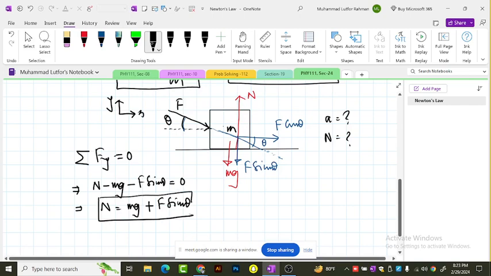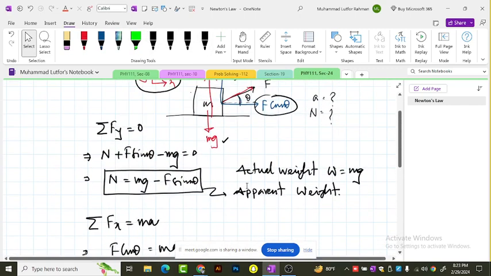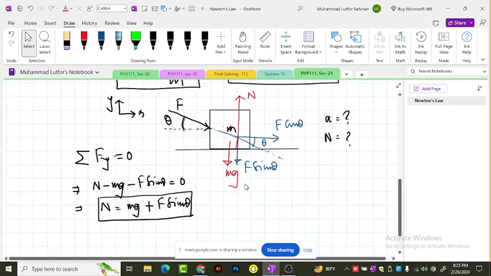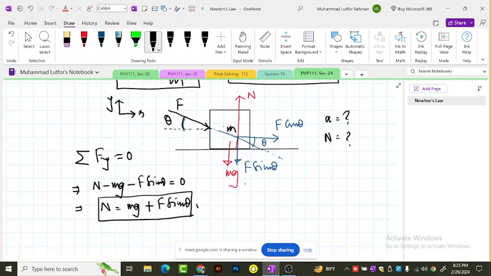Which is actually your apparent weight right now, greater than your actual weight. In the previous case, when you were dragging the system, the apparent weight was mg minus F sine theta. Right now, your apparent weight is mg plus F sine theta, which means this time your apparent weight is higher, right?